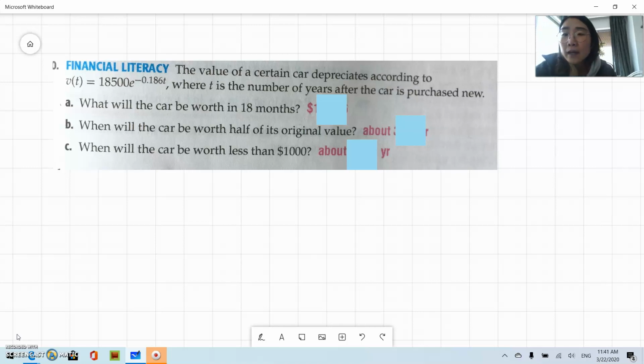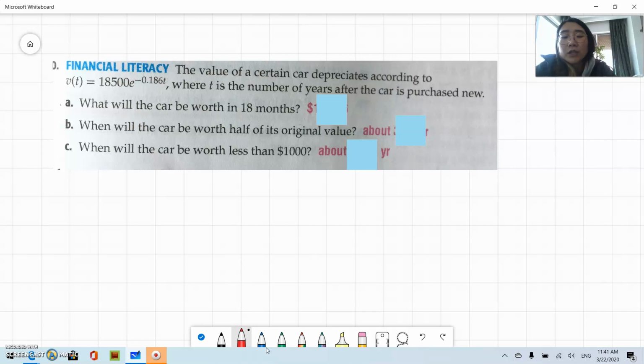Okay? All right. So the equation is given here. The value of a certain car depreciates. Depreciating means that the value goes down, okay? According to this formula. And the T is a number of years after the car is purchased new. So A is asking, what will the car be worth in 18 months?